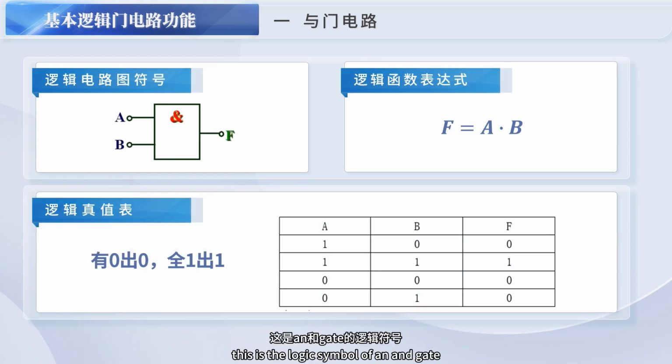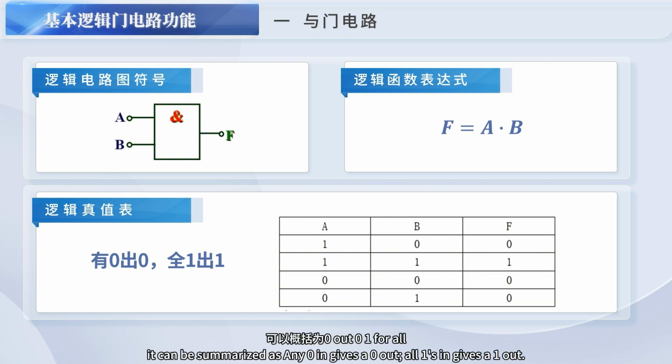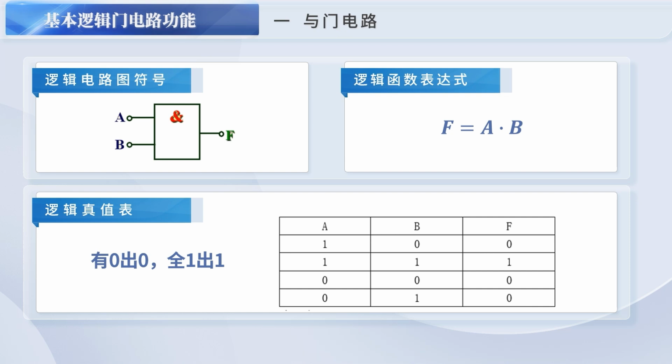This is the logic symbol of an AND gate. The logic function expression is F equals A dot B. The logic truth table is shown in the figure. It can be summarized as: any 0 in gives a 0 out, all 1s in gives a 1 out.